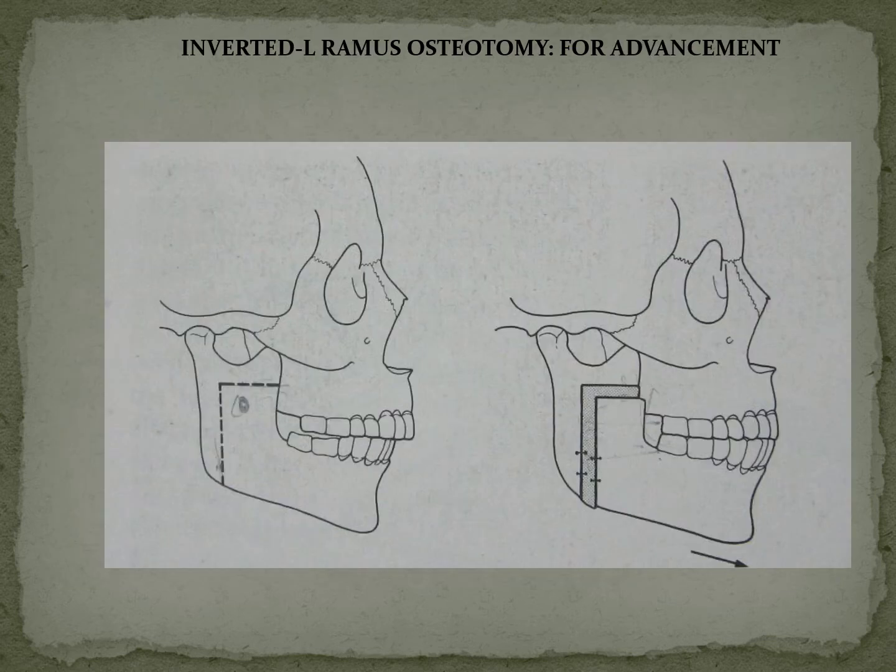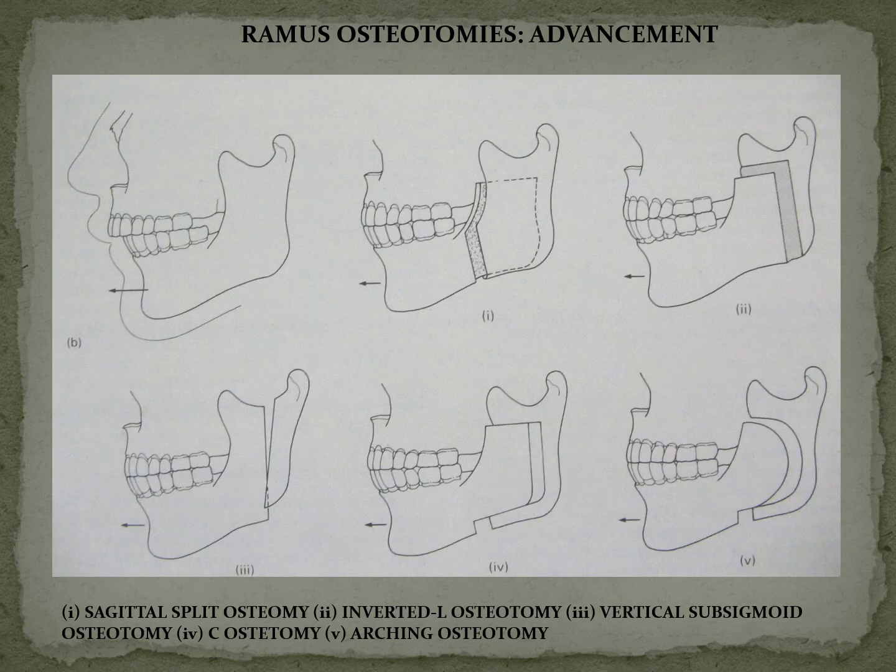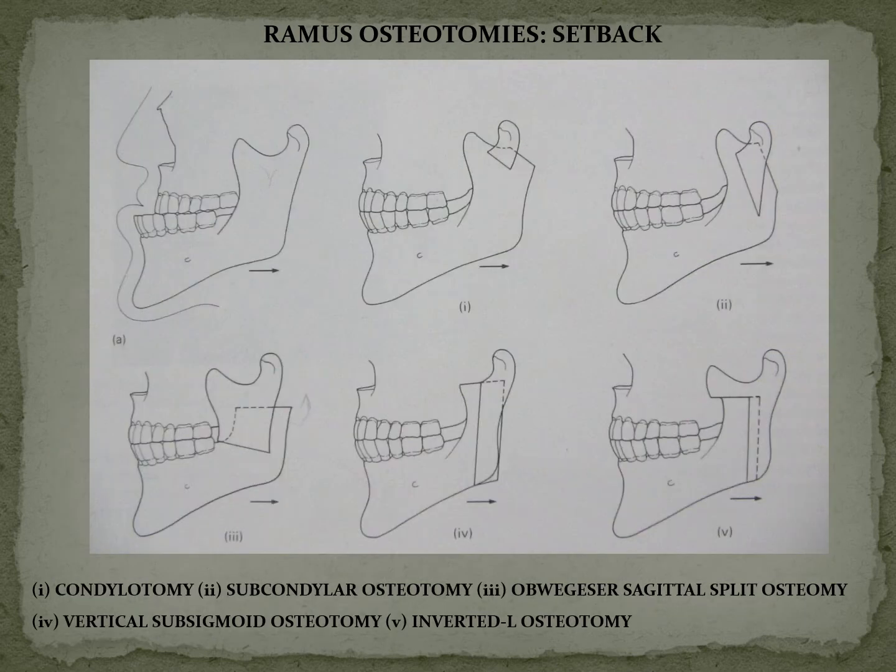These are the older techniques, involving the reverse inverted L procedures. There are various types of osteotomy procedures, like inverted L, C osteotomy, arching osteotomy and like that. But the most commonly used is the sagittal split osteotomy.